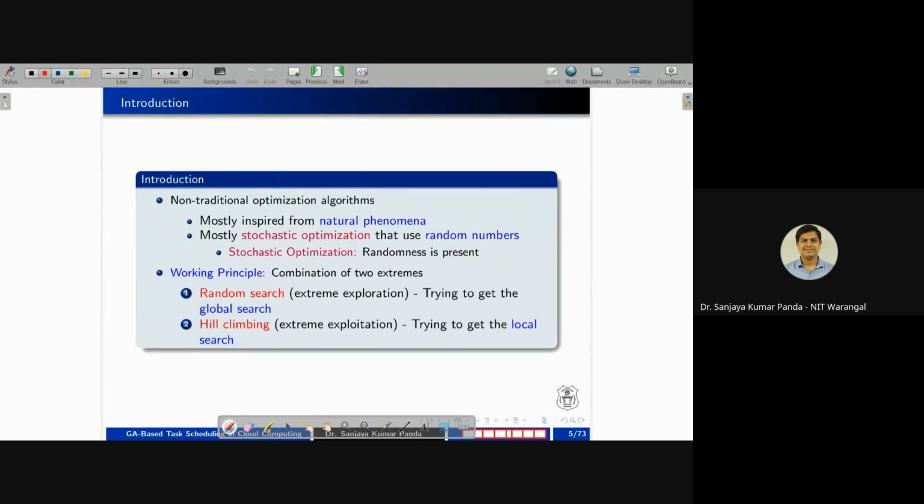So sometimes we have faster convergence and sometimes we have slower convergence also. But if you see, these algorithms are mostly stochastic optimizations. So stochastic optimizations always take random numbers, right? So here randomness is present.